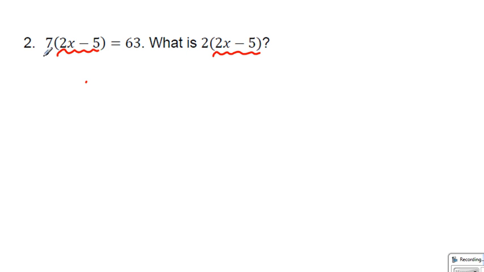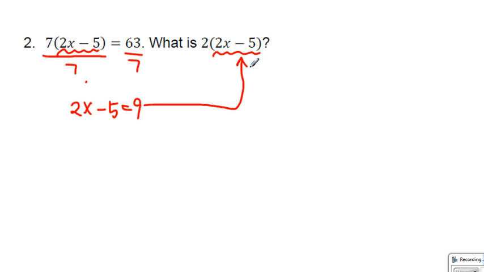Now, as you can see, if we divide both sides by 7, then we end up getting 2x minus 5 is equal to 9. Since that is equal to 9, we can substitute that value into this location. We end up getting 2 times 9, which is equal to 18. And there it goes. That's our answer.